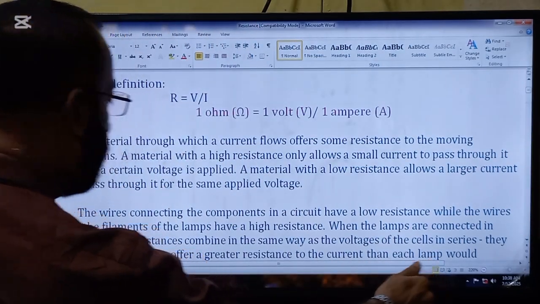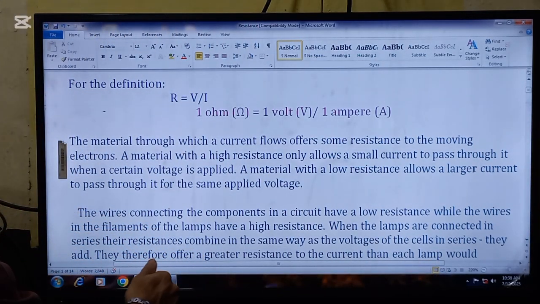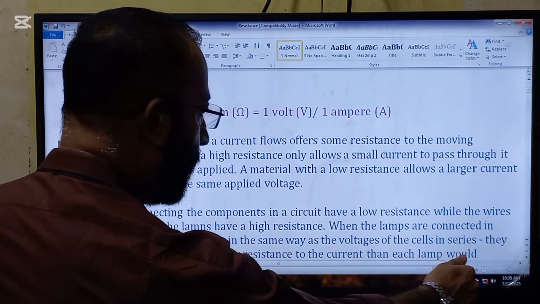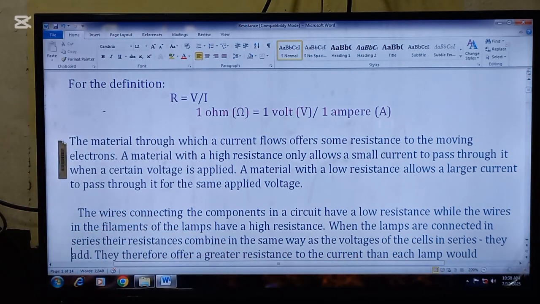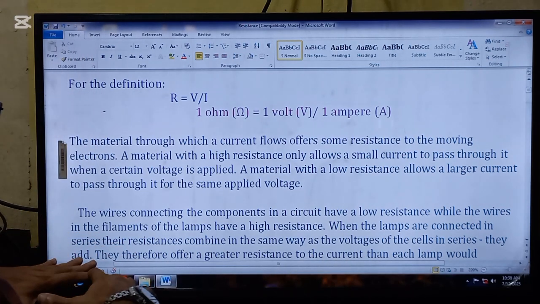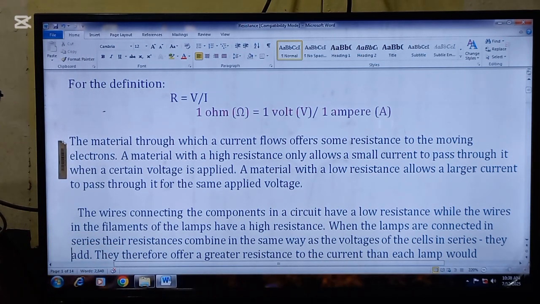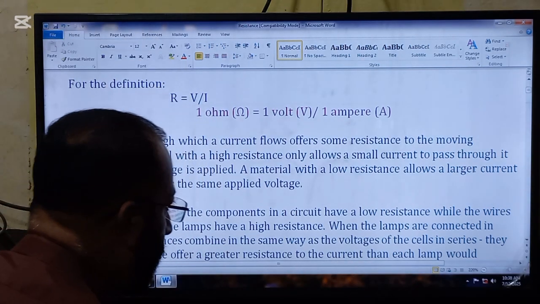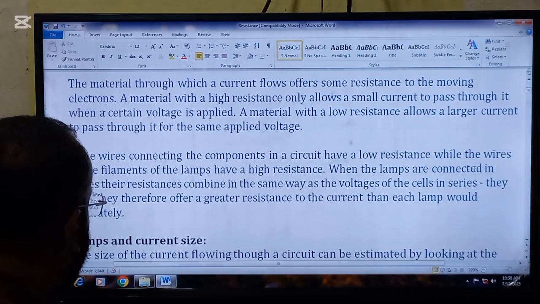When the lamps are connected in series, their resistance combine in the same way as the voltages of the cells in the series, they add. So when the lamps are connected in series, they are having high resistance. They therefore offer a greater resistance to the current than each lamp would separately.